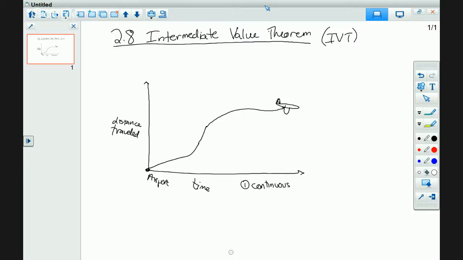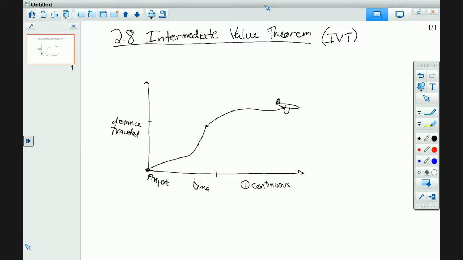What the intermediate value theorem says is at any time, there will be a corresponding distance. That's all the intermediate value theorem is. At any time, or any x value, there will be a y value. At least one. For an airplane, it would be one. For mathematical purposes, it might be more. But that's what the intermediate value is. And can you find the x or the y value corresponding? That's all we're looking at today.